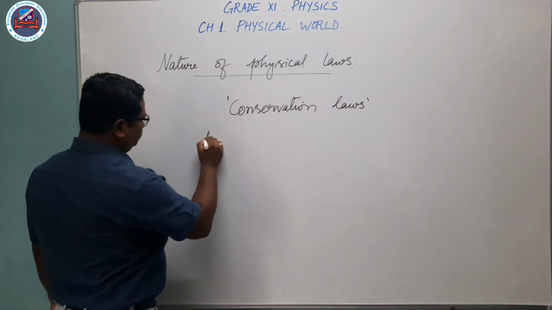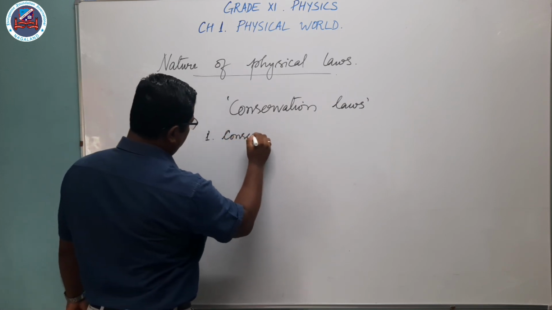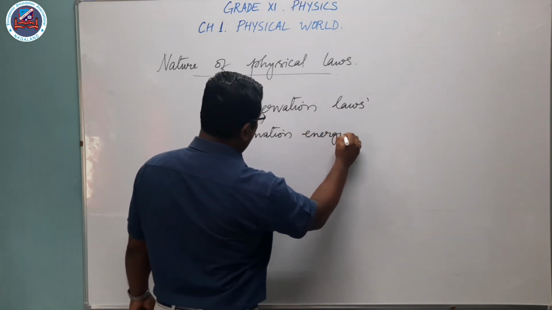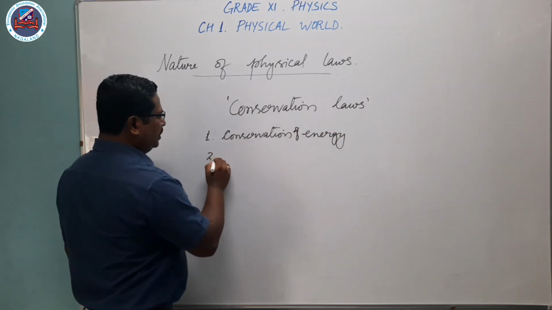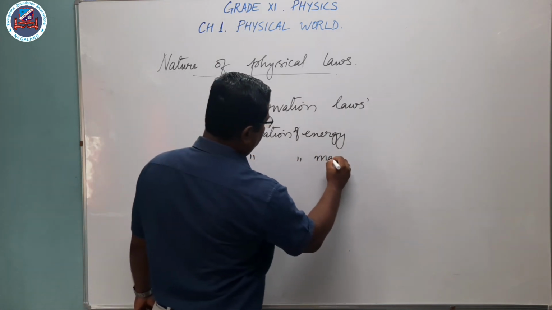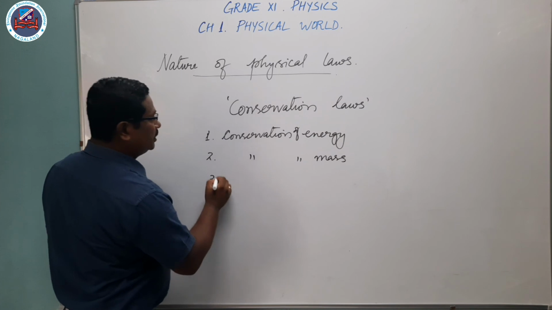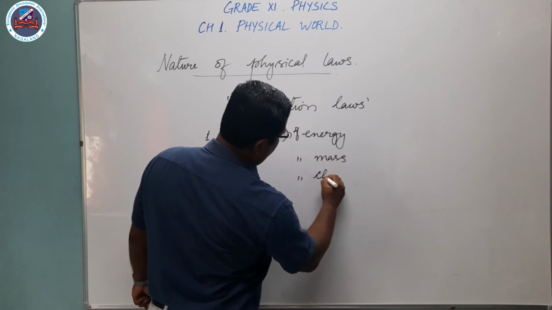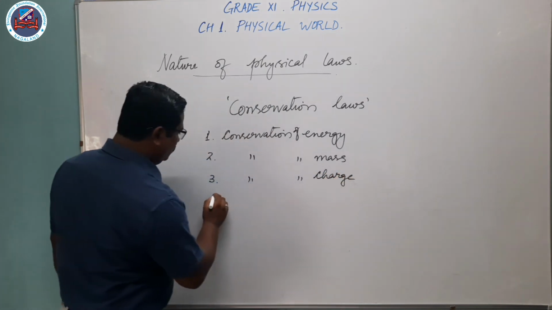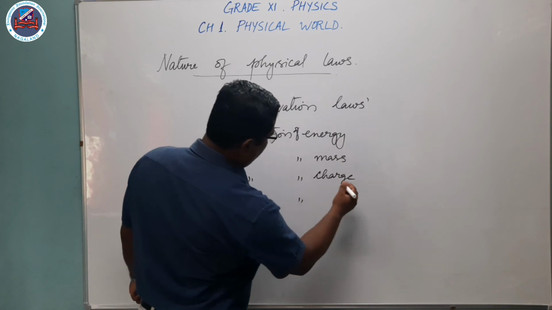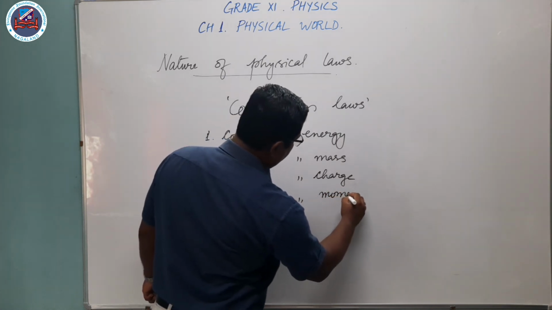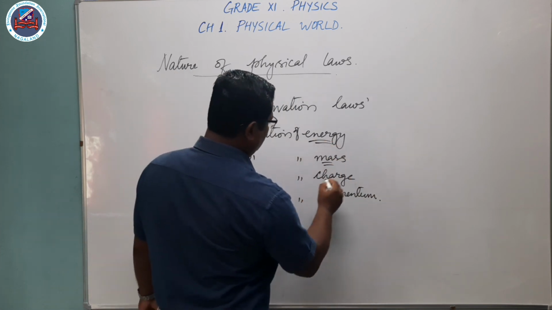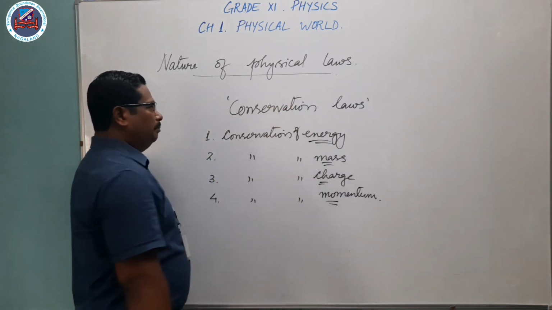The first one, we call conservation of energy. The second one is conservation of mass. The third conservation law is conservation of charge. And the fourth one, we call conservation of momentum. Based on these four laws, all other physical laws are made.